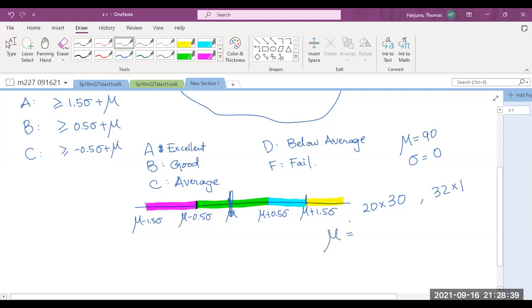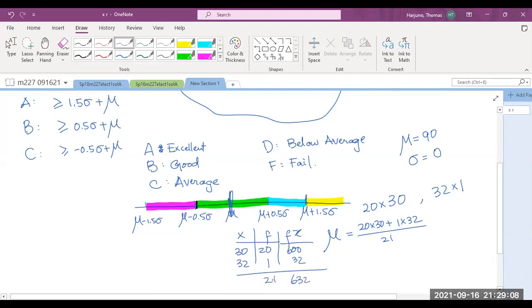31? No, it's not 31. The total is 20 times 30 plus 1 times 32, over 21. If you do the frequency distribution, the ones getting 30, there are 20 of them, right? The one getting 32, just one. So the mean will be 600 plus 32 divided by 21. You see that? 632 divided by 21 is 30.095. So all of a sudden, everybody who got 30 actually gets below average, right? Do you see that?